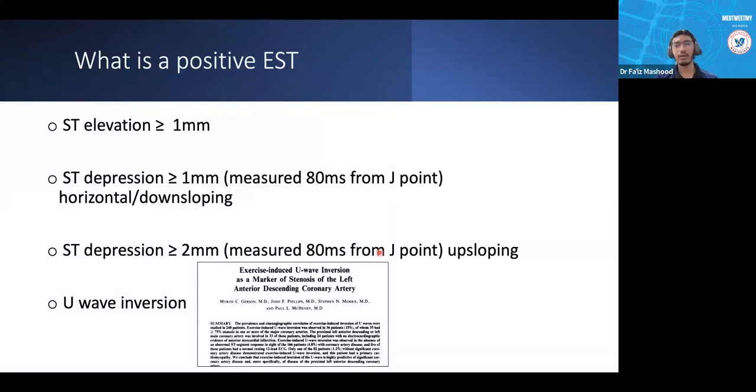Okay, because you need to understand that ST elevation in EST, 15 to 30% can be Prinzmetal angina. All right, but how do we want to confirm that it's Prinzmetal angina? So it is better to overestimate rather than underestimate. So okay, that is for ST elevation. I think everyone is clear. ST elevation is almost a positive test.